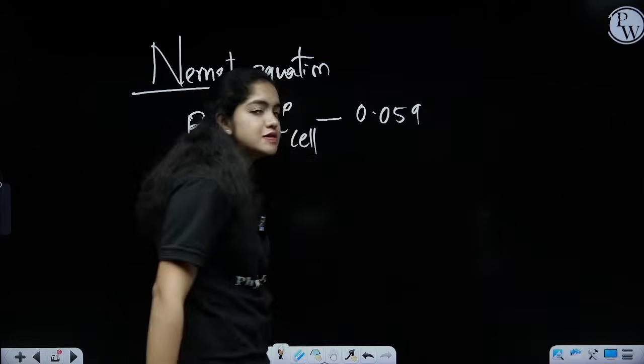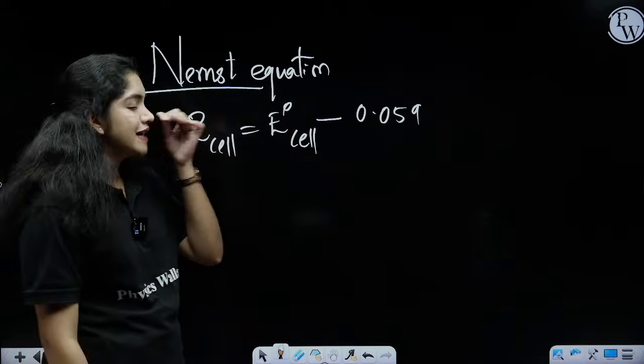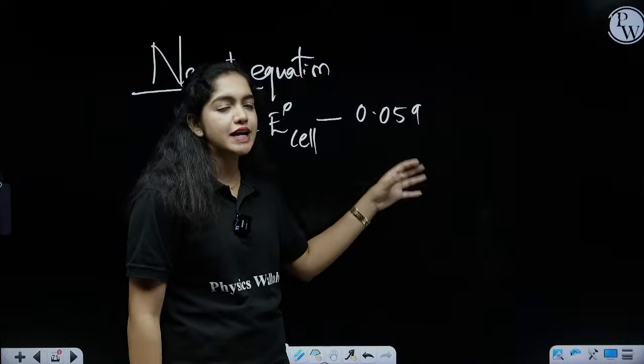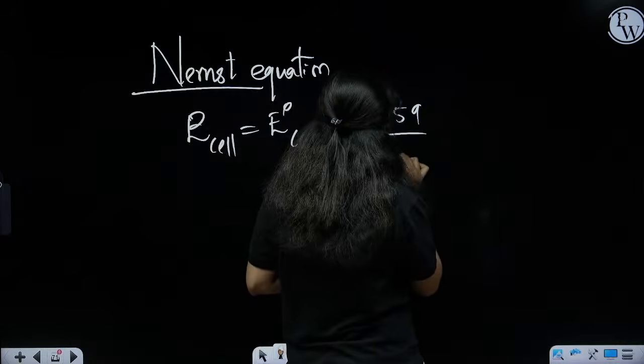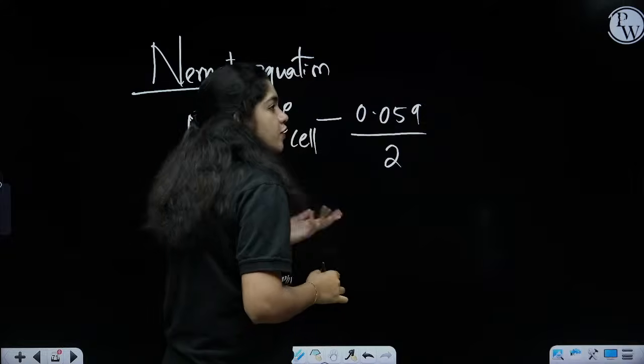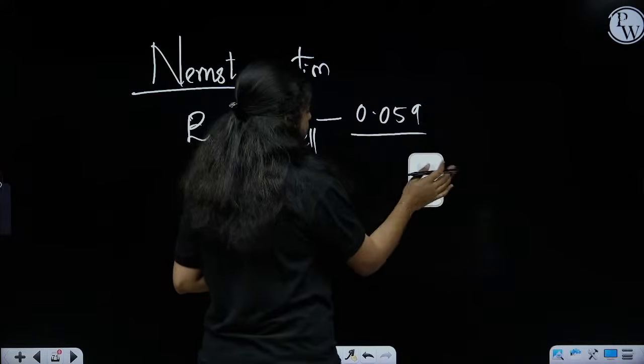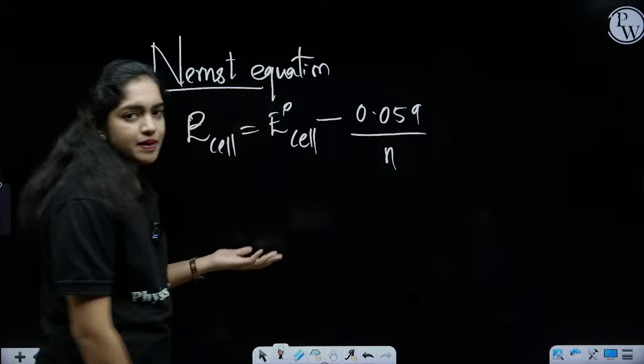How did we get the value 0.059? By multiplying 2.303 into R into T divided by the Faraday. That is 0.059 whole divided by the number of electrons, it is 2 for this equation, or we can simply generalize the equation as N. Generally, N will be the number of electrons.